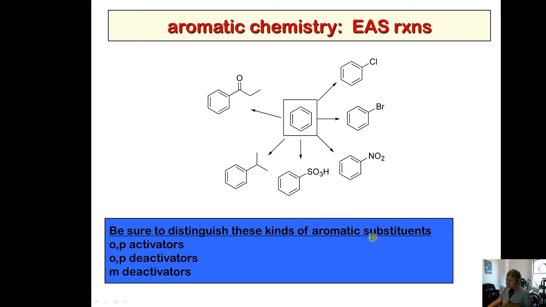So distinguish the different kinds of substituents. You should know these. What are the ortho-para activators? What are the ortho-para deactivators? What are the meta deactivators? The ortho-para activators, in this case, there's not that many of them actually. It's really just the alkyl group is an ortho-para activator. The other ones that we know of are like OCH3 and OH and things like that. Ortho-para deactivators are the halogens, chlorine, bromine. Meta deactivators are all the other ones, nitro, sulfonic acid. So all of these things that have an electron withdrawing group kind of off the carbon chain.